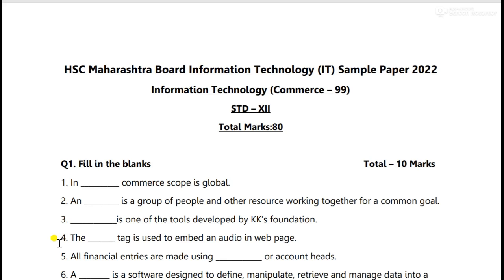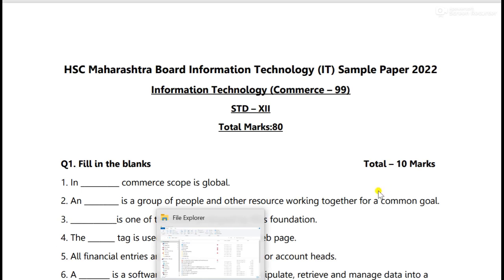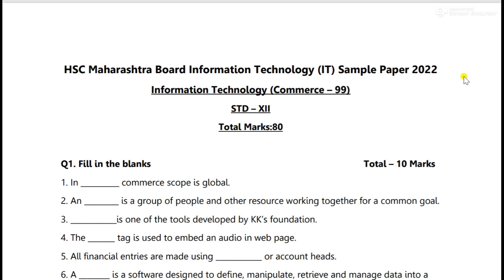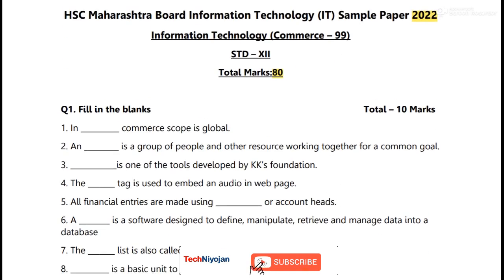Myself Ajit Kumar. Today I am uploading a video regarding your IT sample paper for commerce students, information technology. IT sample paper 2020. So this paper that is coming is of 80 marks total. So we'll start over here.